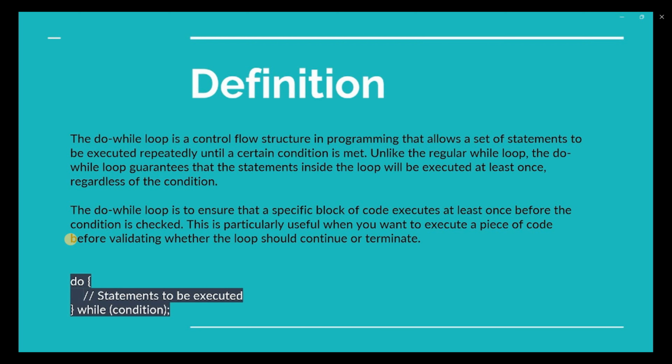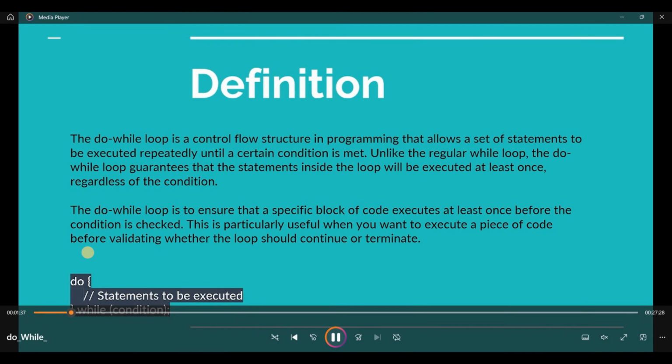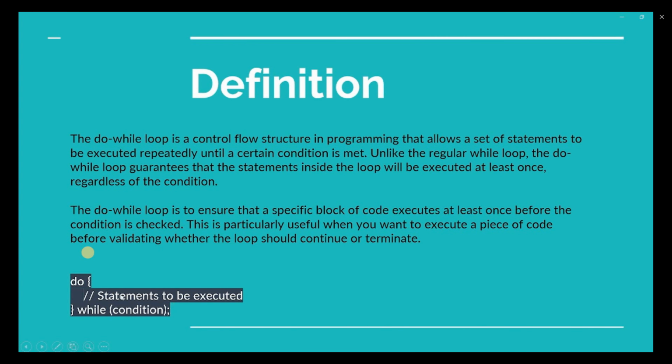It is unlike the regular while loop. With the do while loop, we can ensure that the specific block of code executes at least once before the condition is checked. You can observe here the do block. Under this do block, you need to put the statements that should be executed. Under the while statement, you need to put the condition.